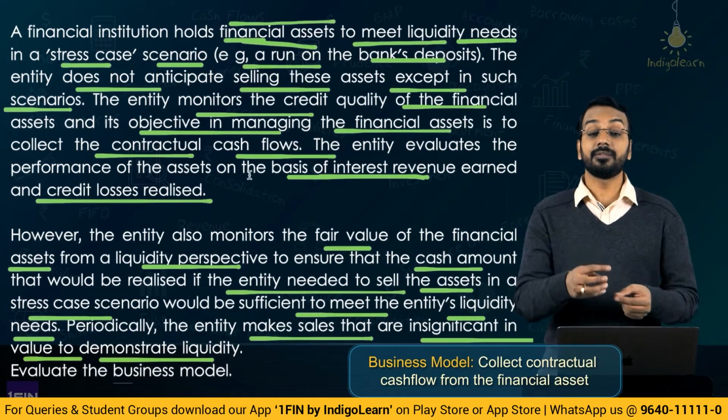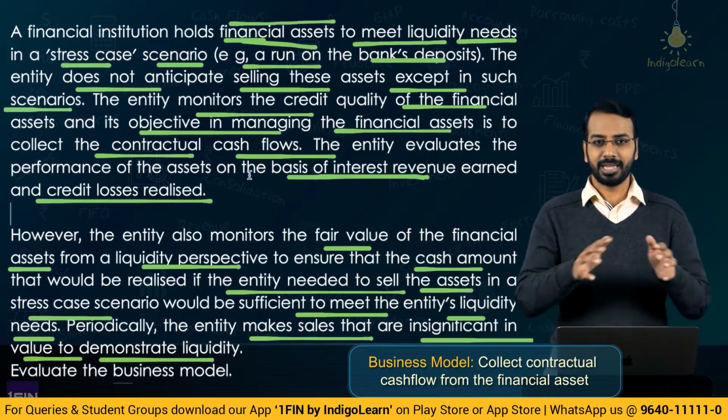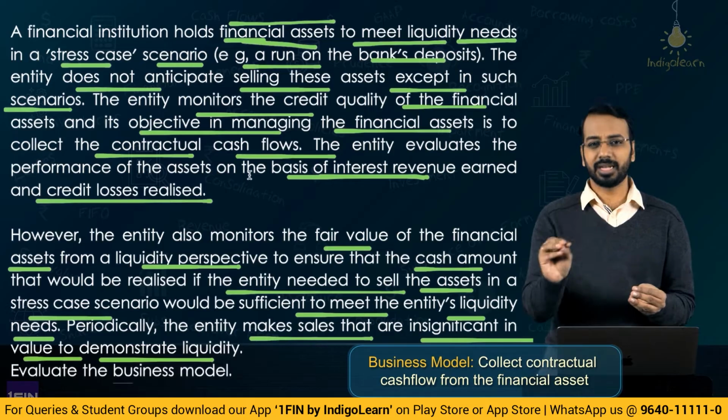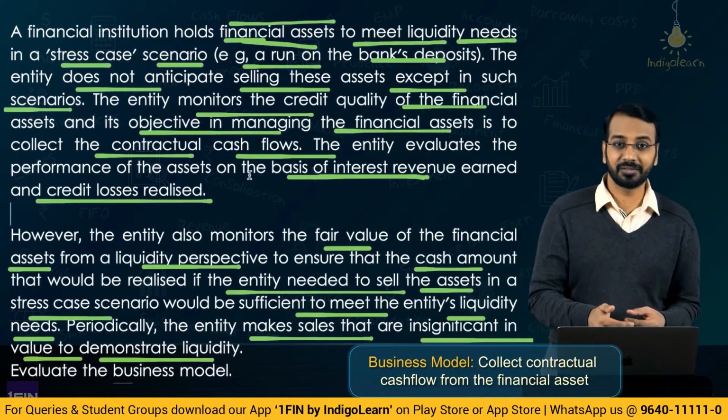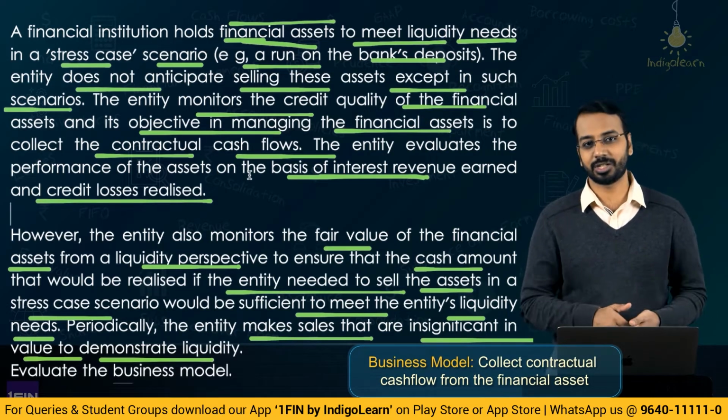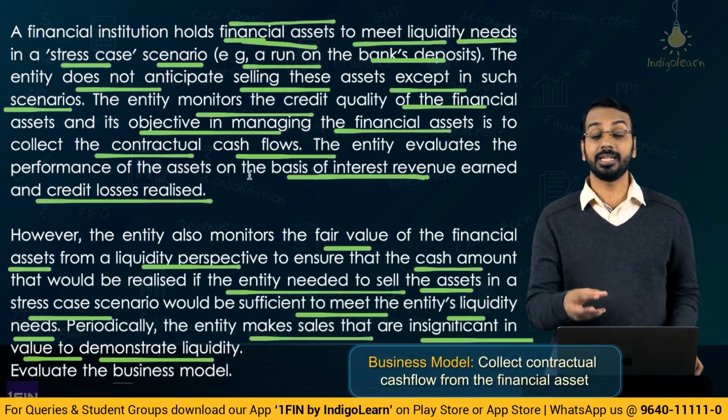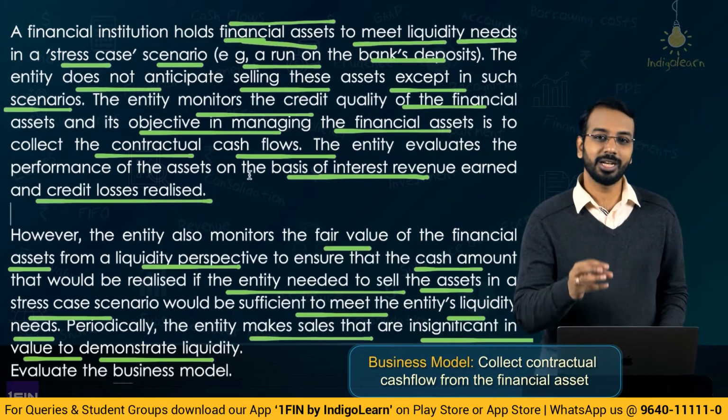And one more thing, if there are insignificant sales in a portfolio of assets, there may be some sale here, some sale there. If these are insignificant, then again the classification does not change. Here also the business model is to collect contractual cash flows. Let's have a look at another question.